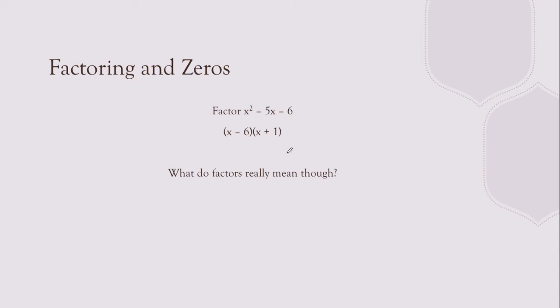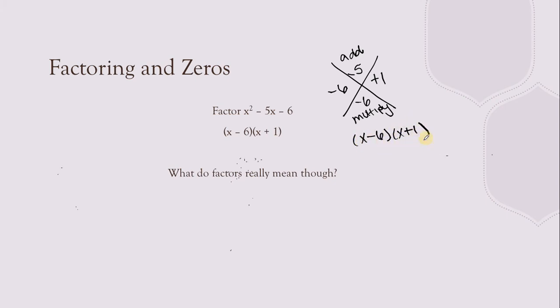So let's talk about how do my factors relate to my zeros. If I told you to factor this, x squared minus 5x minus 6, right, you would put negative 5 up here, negative 6 down here, and you want to know what add to get negative 5, but multiply to get negative 6, and that would give you negative 6 and positive 1, right, and give you the 2 factors of x minus 6, x plus 1, and this is just y equals this. This is the equation. This is me breaking this down into its factors.